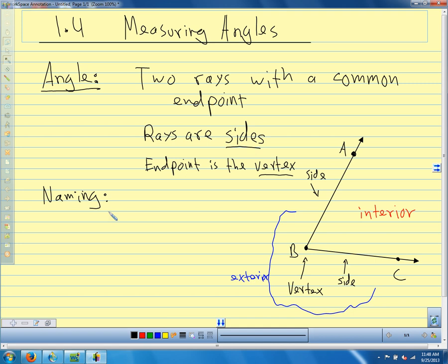So to name an angle, we can name them 3 ways. We can name them with 3 points where the middle point is the vertex, and the other 2 points are points on the rays. So we're going to use an angle symbol, and we would call this angle ABC. The vertex, when we name it this way, always has to go in the middle. Vertex is always in the middle. We could call this angle, we use the angle symbol, angle B, just only use the vertex.